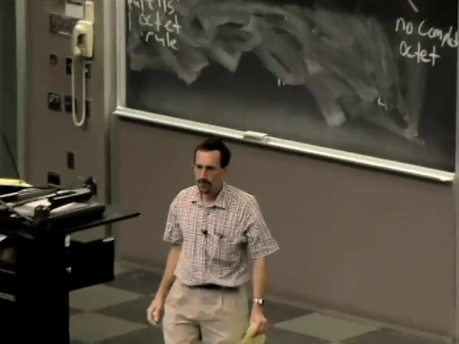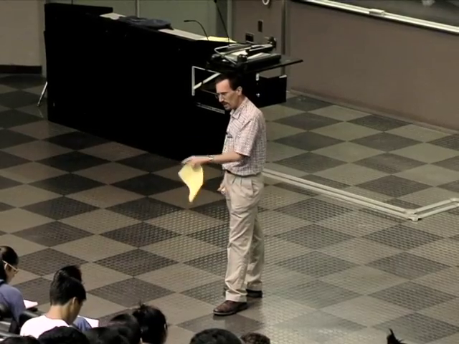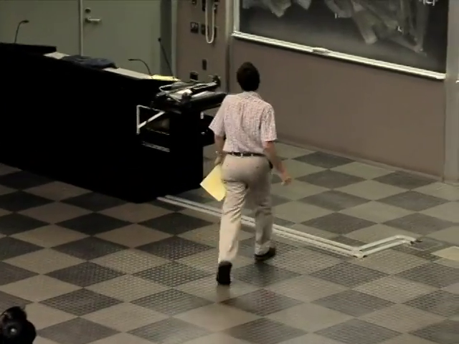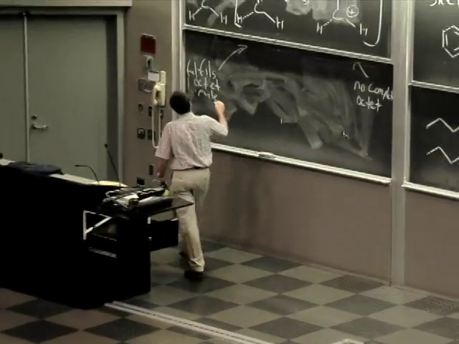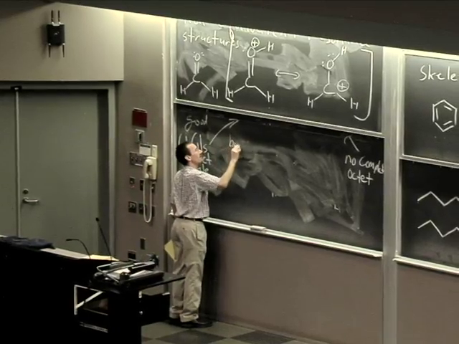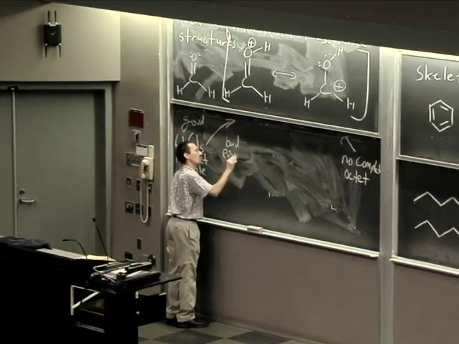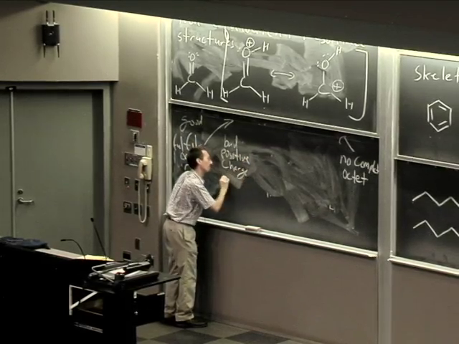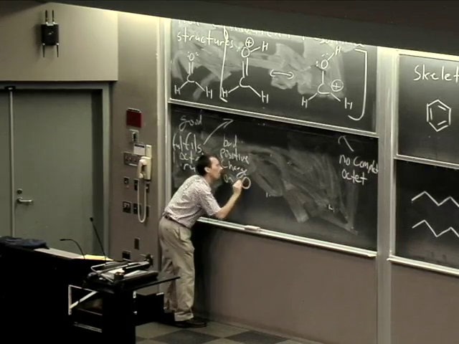What's bad about the structure on the left? Positive charge on oxygen. Why do we not like a positive charge on oxygen? Because oxygen is more electronegative. So this is good, this is bad, positive charge. All right.